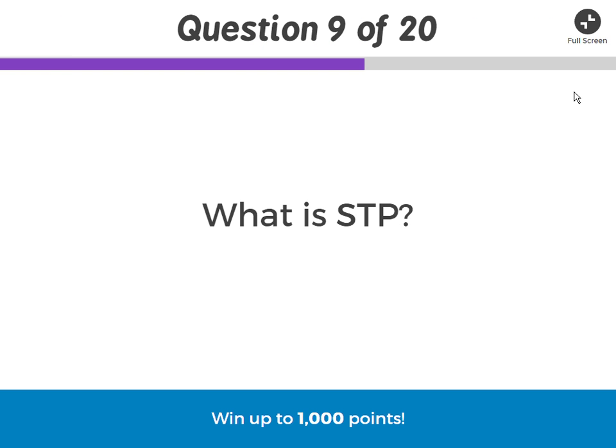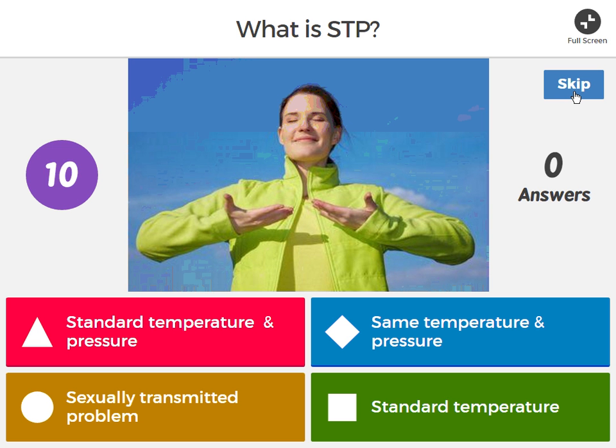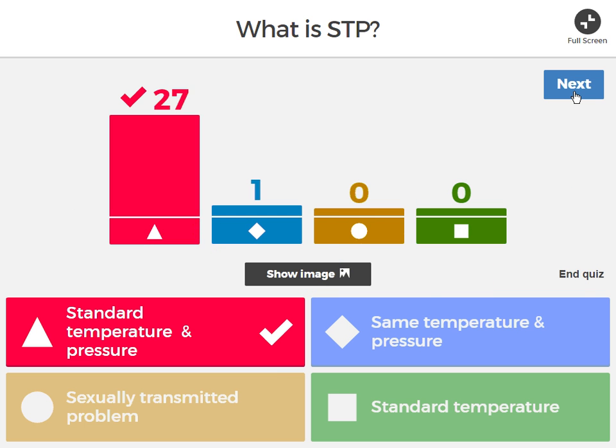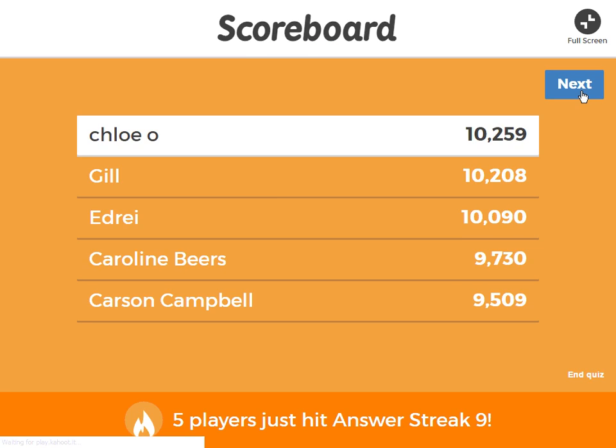What's STP? This is a nice soft picture here. Okay, nice. We're good. I'm not even going over it. I don't want to know who that one person was.